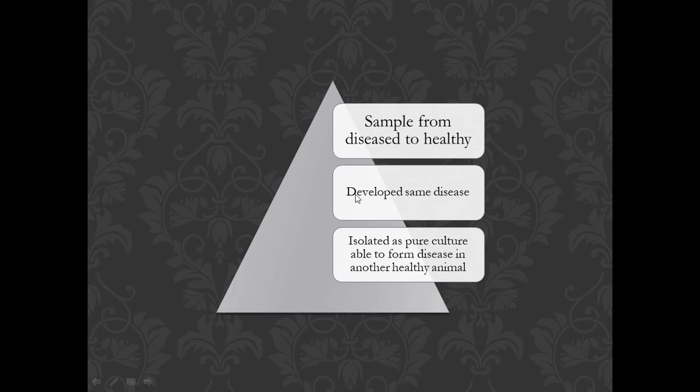Apart from finding the causative agent of anthrax, he also found the causative agent of tuberculosis, which is Mycobacterium tuberculosis, by performing the same experiment. And finally, he gave his conclusion in the form of his postulates. So let's talk about these postulates.